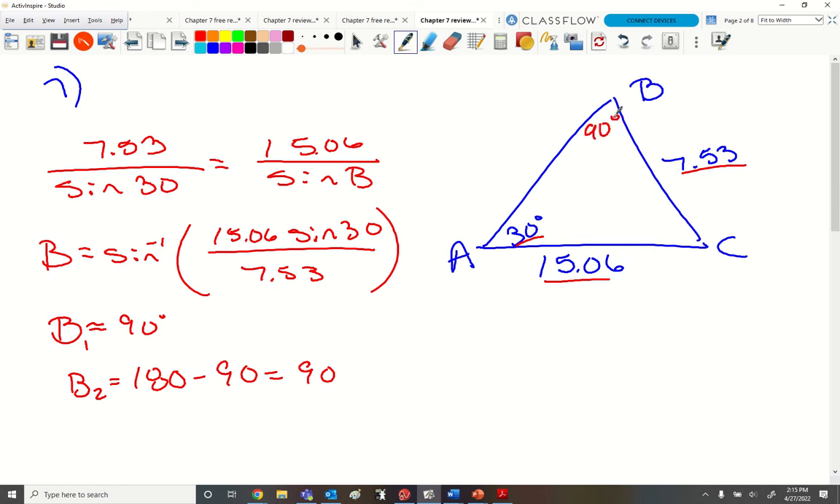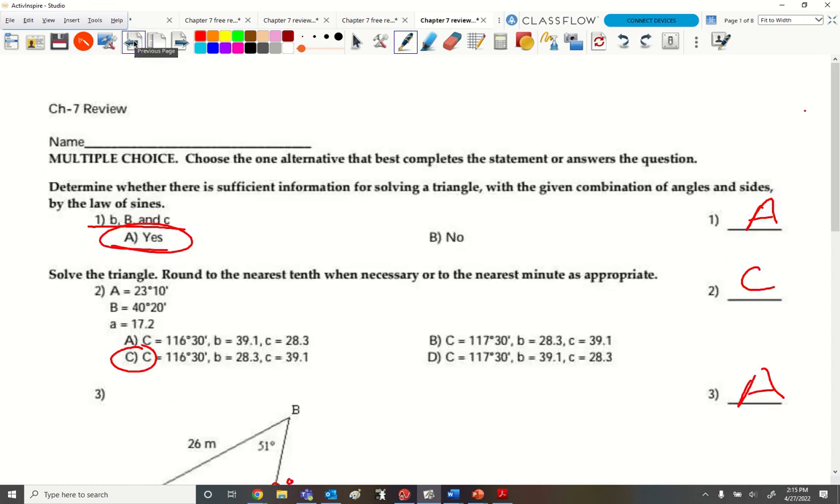So what is C going to be? 60. C is going to be 60. And since I'm looking at multiple choice, which one has B 90 and C 60? A. There we go. So, work smarter, not harder. No, we're halfway there. We're halfway there.